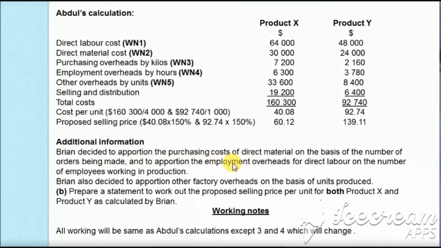Again, the apportionment of the employee overhead is also different. Here it is based on the number of employees working in the production, and there it was on the basis of total direct labor hours. So these two apportionments will be different when we are calculating for Brian. And then the next thing given here is to apportion the factory overheads. It is on the basis of number of units produced. Even in Abdul's case it was the same, so we don't need to calculate it again. But only these two calculations will be required, and then we are going to make the statement for Brian.